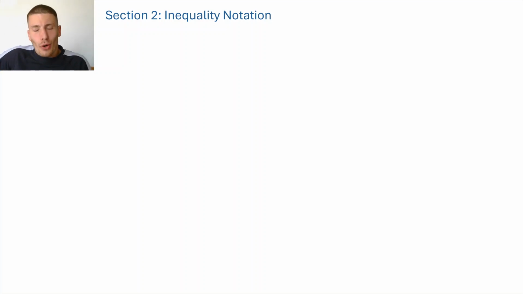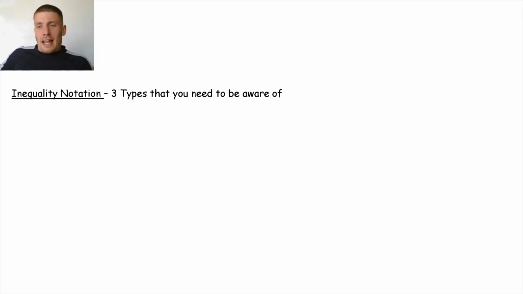Okay, so this is section 2 of the proof and mathematical communication chapter, which is inequality notation. We've already looked at different types of mathematical communication like consequence and equivalence. Now we're looking at inequality notation. Again, it's just trying to get you really familiar with writing things formally in mathematics and using different types of notation. So without further ado, let's crack on.